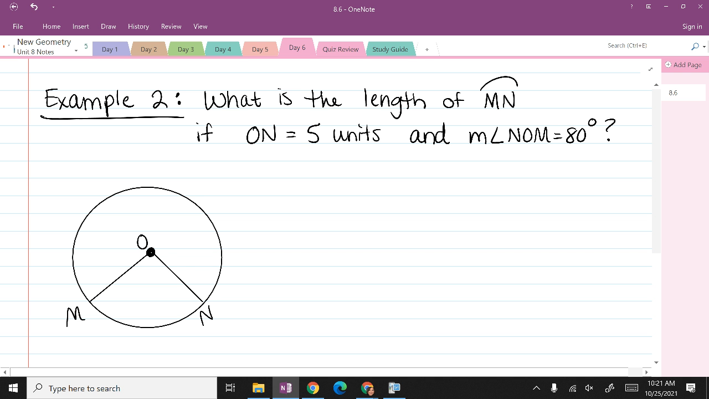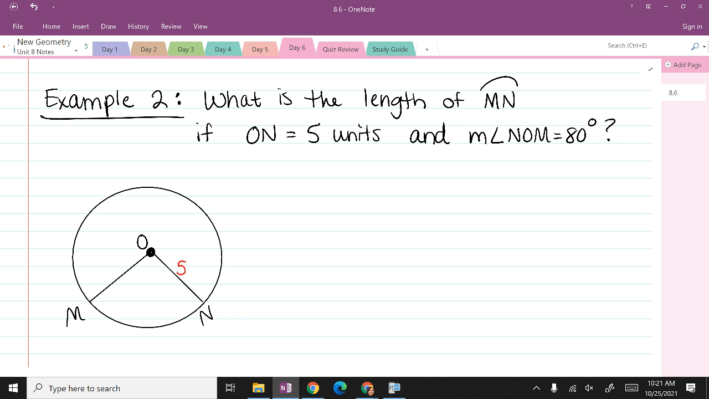So it says, what is the length of arc MN if ON equals 5 units. What does that mean? What does it mean when we see just 2 capital letters? Yeah, it's talking about the segment, but specifically, what's it talking about? Yeah, the measure of it, how long it is. So the measure of segment ON is 5 units. And ON is a what of that circle? It's a radius. And the measure of angle NOM is 80 degrees.